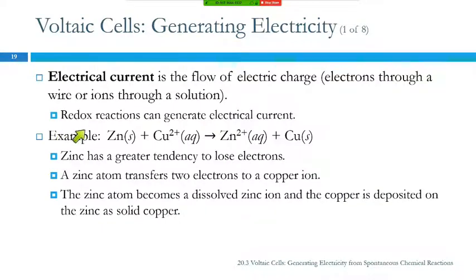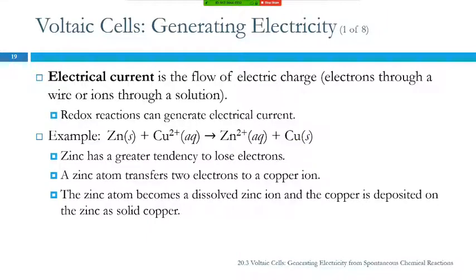Redox reactions can generate electrical current because in these reactions we have an oxidation and a reduction. We have something losing electrons and something gaining electrons. So if we look at this example, zinc metal plus copper ions, those will react and form aqueous zinc ions and solid copper metal.